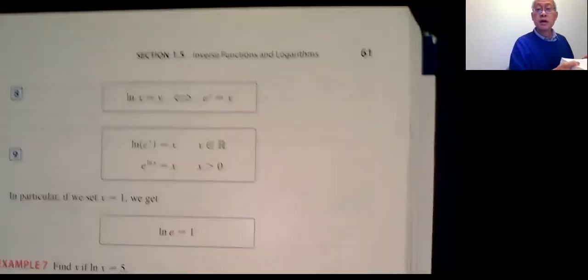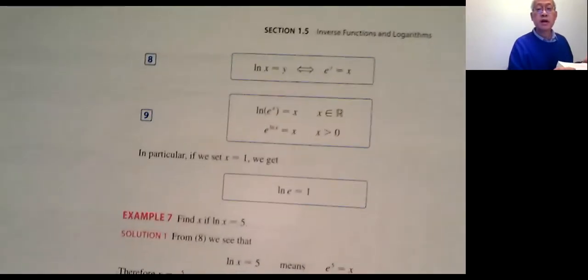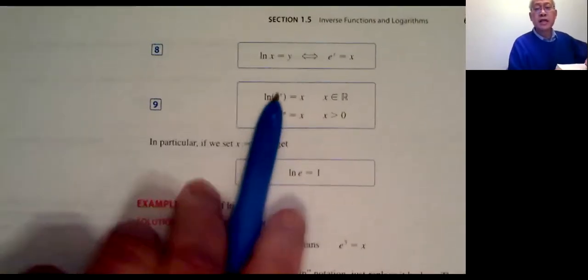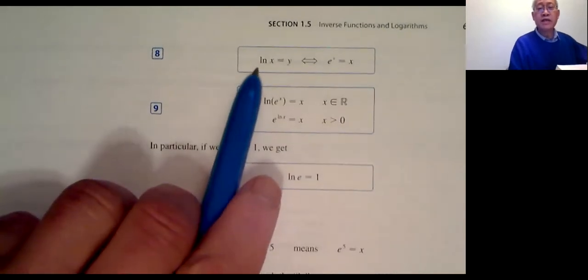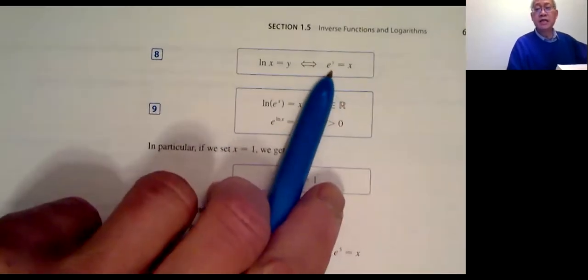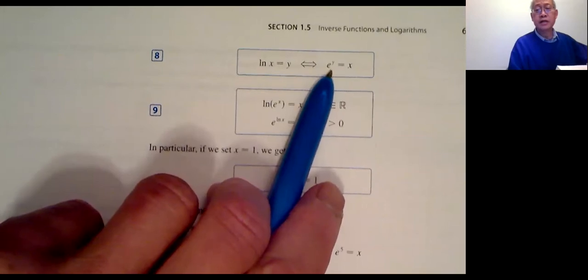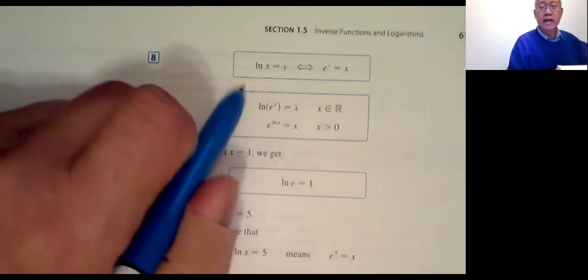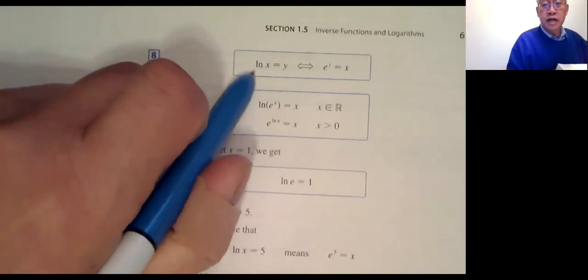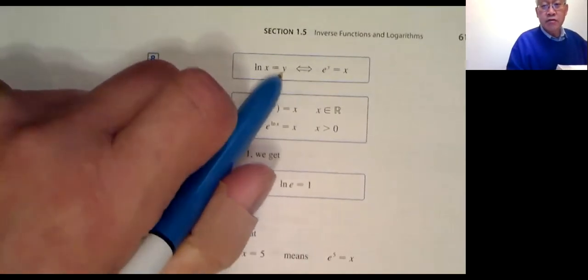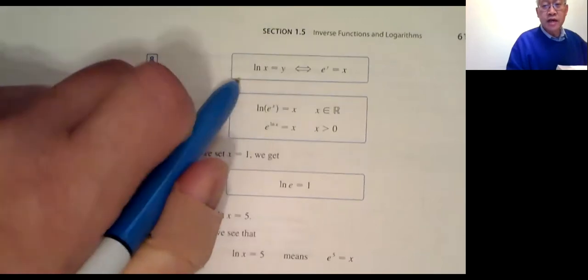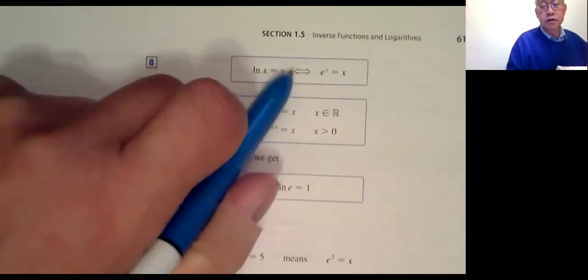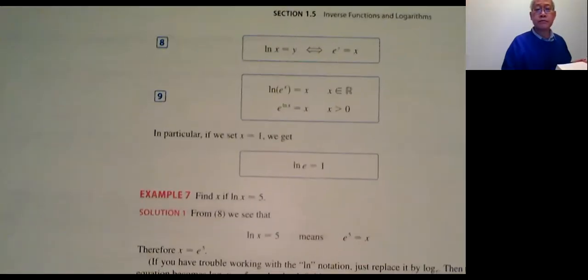All right, so based on what we said earlier, page 61, ln x equals y. Remember, that's log base e. It means the same thing as e to the y equals x. Okay. And by the way, another way you can think of this is I can exponentiate both sides, put an e right there and an e right there, e to the y. Then you have e and an ln, they would cancel out. So you have e to the y equals x.